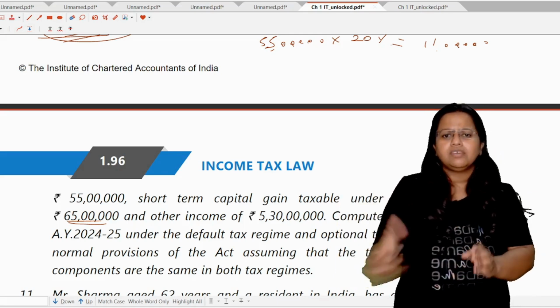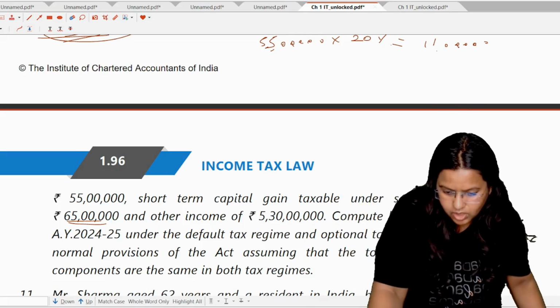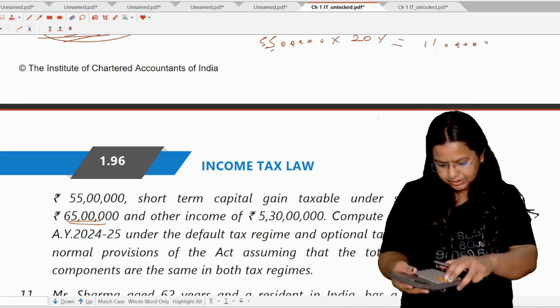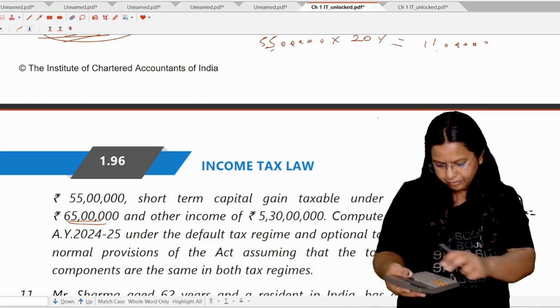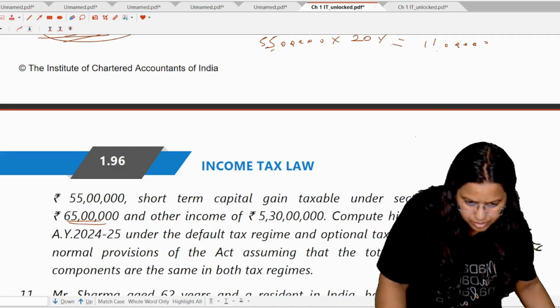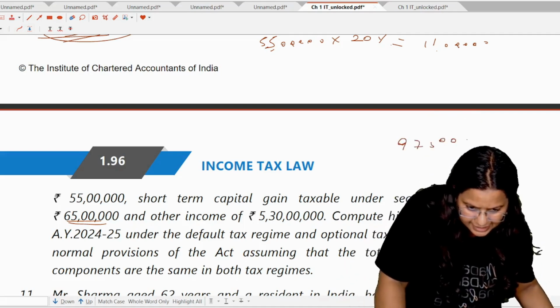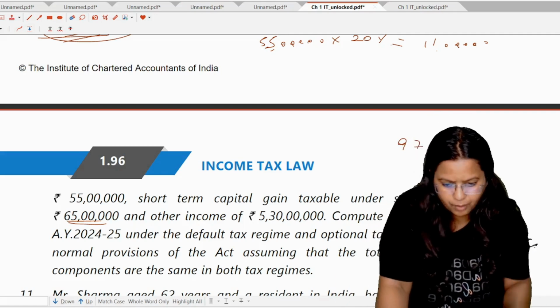If it was not given, so it will be the normal slab rate. Okay, so 65 lakh multiplied by 15%, 9,75,000. So next tax liability is 9,75,000. Let's do this question in a proper way.